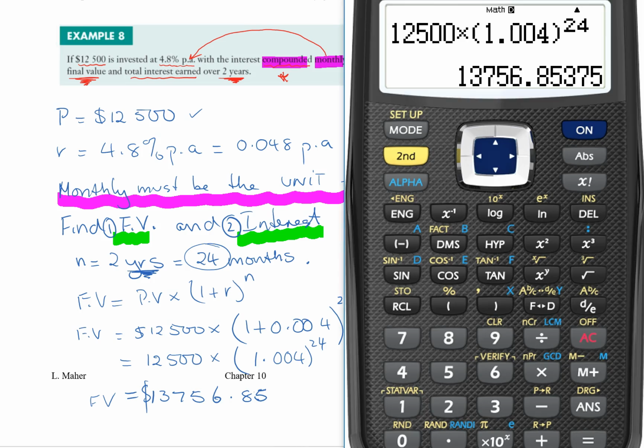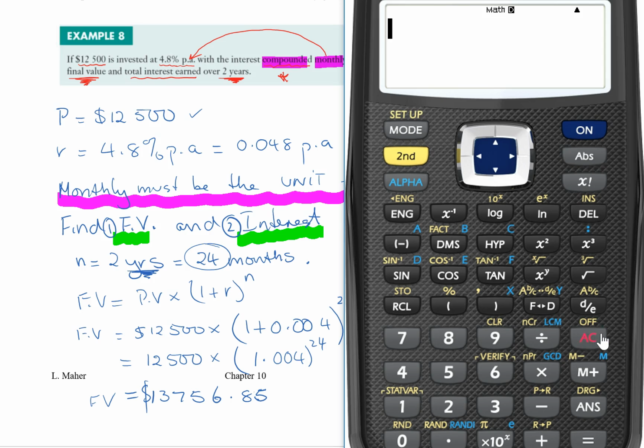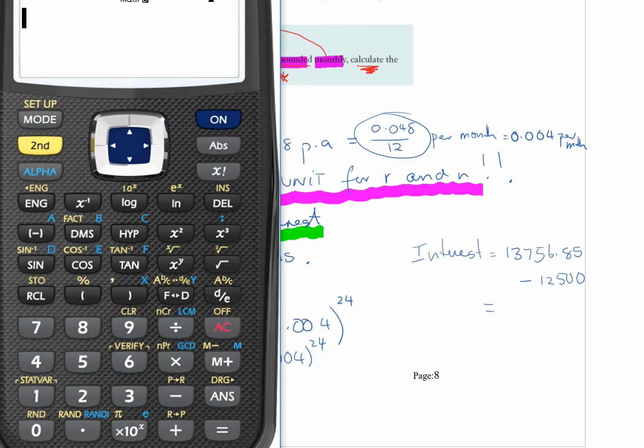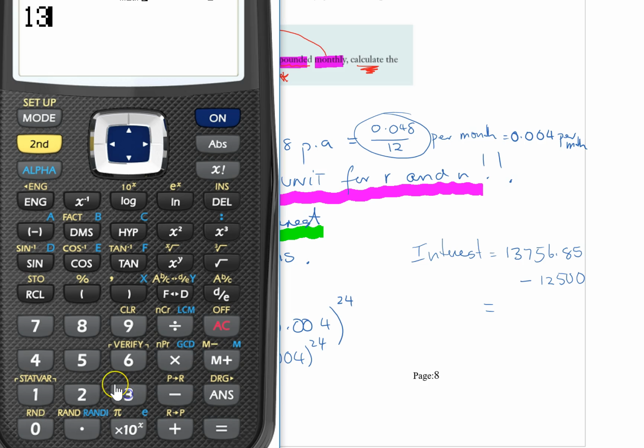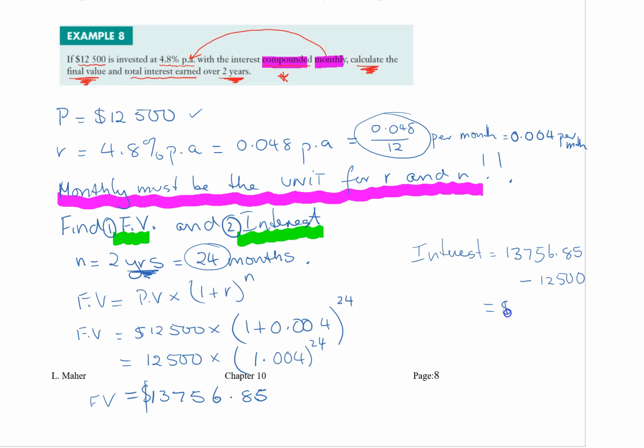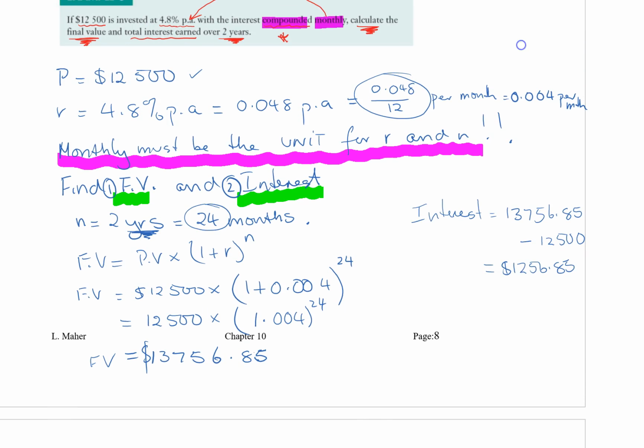So again, going to the calculator, clear that, and again I'll move this over, and this time we want 13,756.85 subtract 12,500, which equals 1,256.85. So that's answered those 2 parts to that question. I'll stop the video now and do the next example in another video.